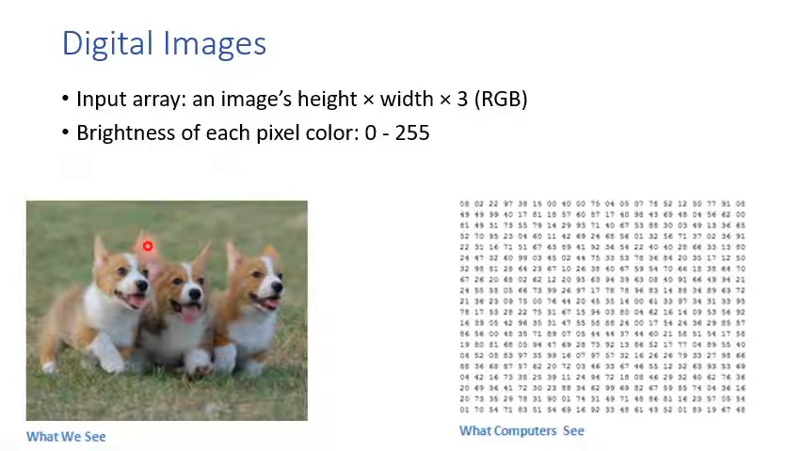We usually use 1 byte to represent the brightness of a pixel color. The range of 1 byte is from 0 to 255. For a grayscale image, we will have only 1 byte. For a colorful image, we have 3 bytes for 1 pixel. Suppose this is the image we see, and it will be converted into an array of numbers in the computer. So this is what computers see. Remember, it is a 2D array for a grayscale image, but a 3D array for a colorful image.